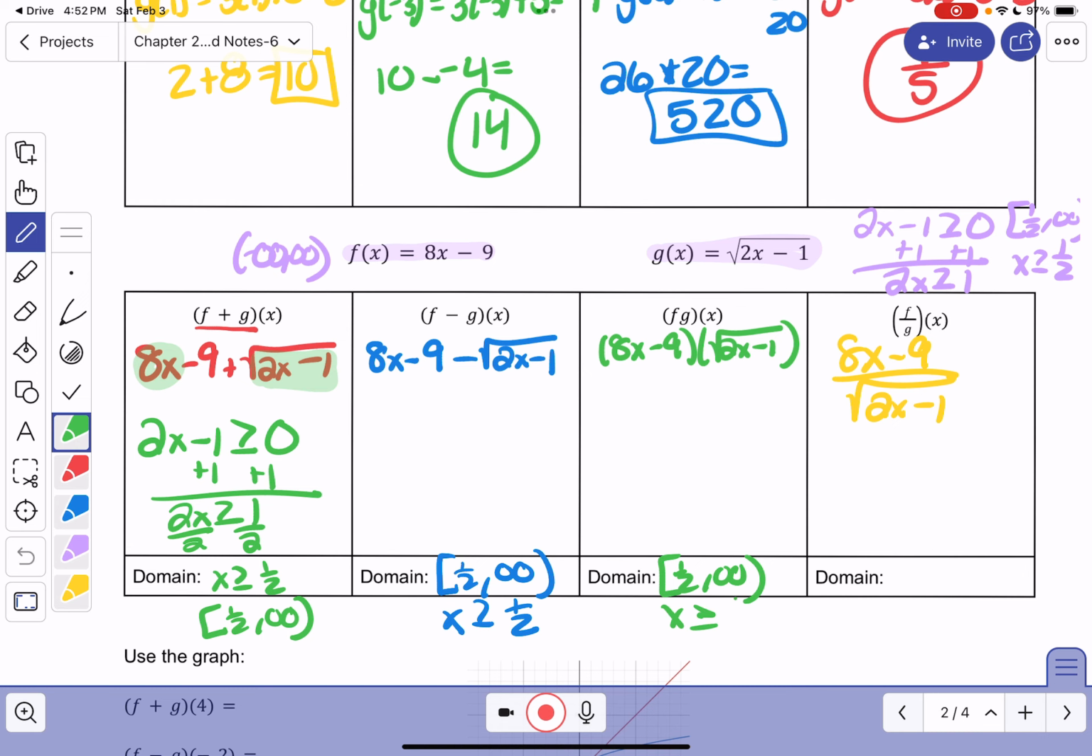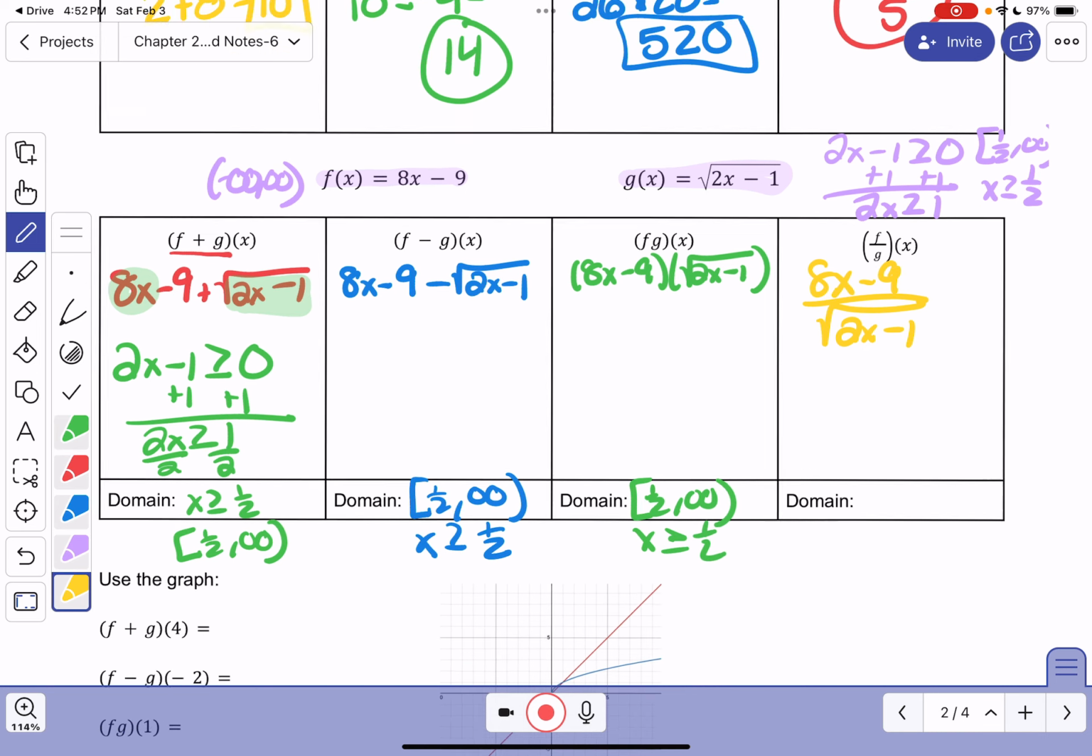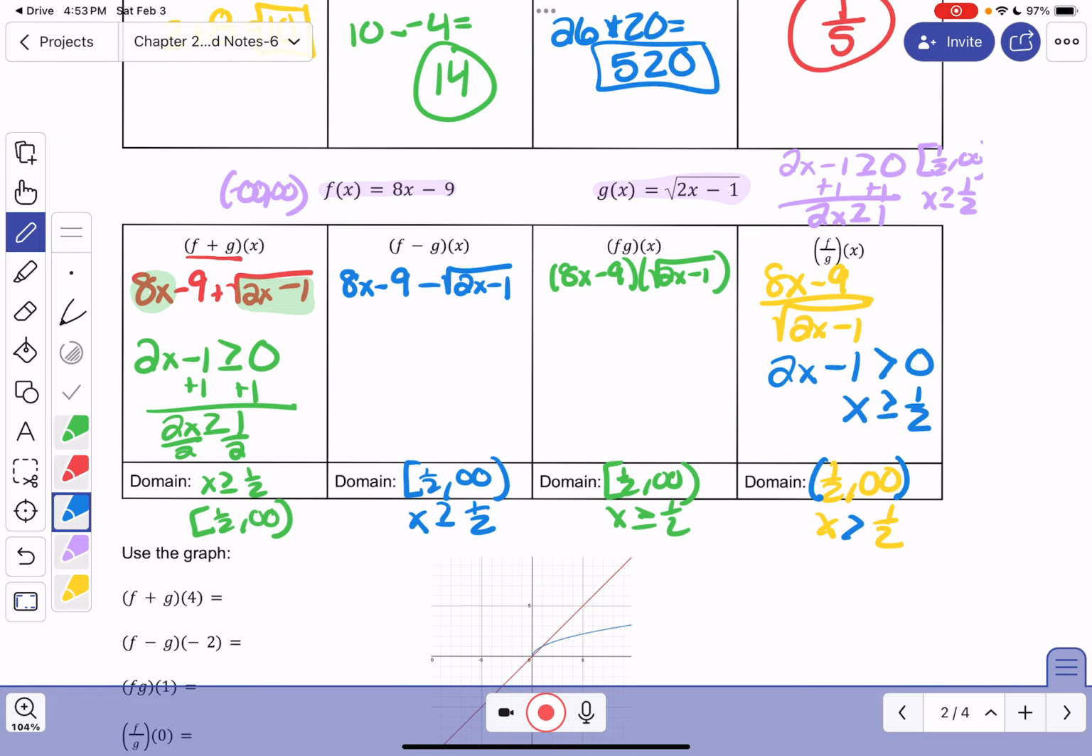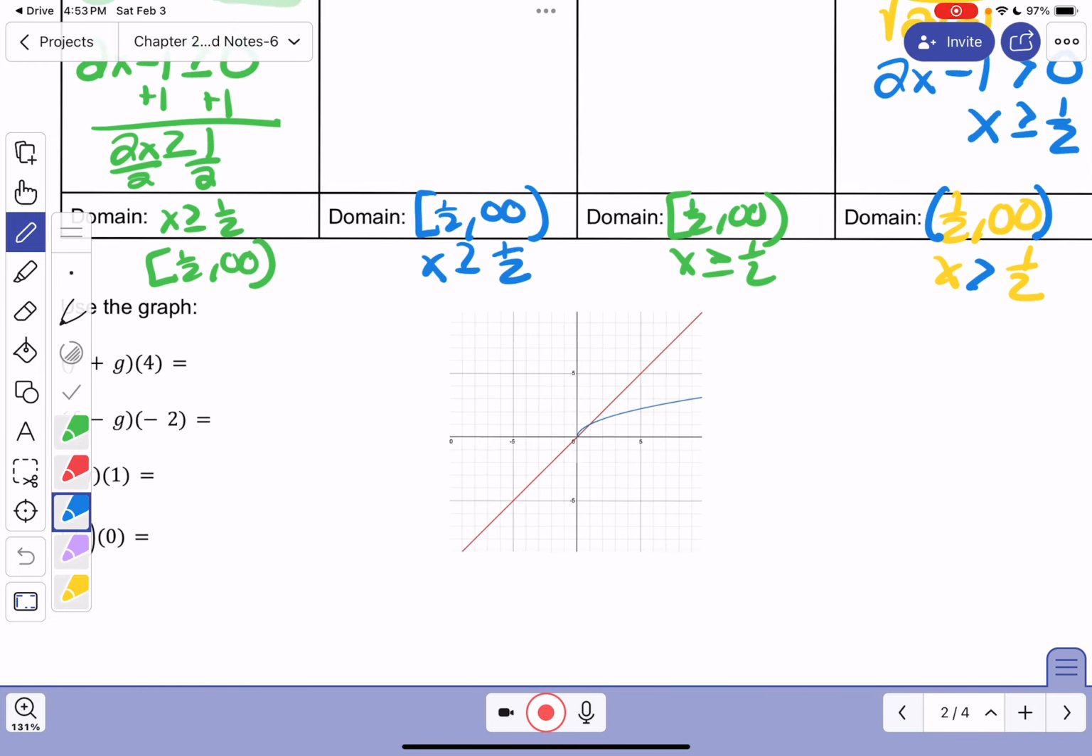What are we doing? Greater than. Okay. Now, the yellow one is going to be the same numbers, but here you can't have 0 on the bottom of a fraction. So instead of being greater than or equal to, it would be greater than 1/2. So we just have parentheses and no equal sign. That's how it works with the x's instead of the numbers.